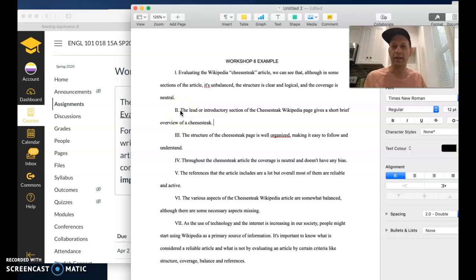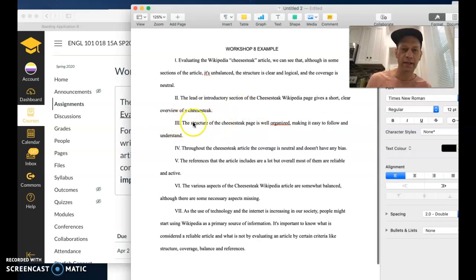The topic sentence is what you're going to write for each body paragraph that gives the overall judgment based on one criteria. And so the lead section or introductory section of the cheesesteak Wikipedia page gives a short, brief overview of a cheesesteak. That's good. I would say like short, clear, because short and brief mean the same thing. But that's great. You know, like it says when it comes to the lead section, this Wikipedia article does a good job of clearly and briefly presenting the main ideas.